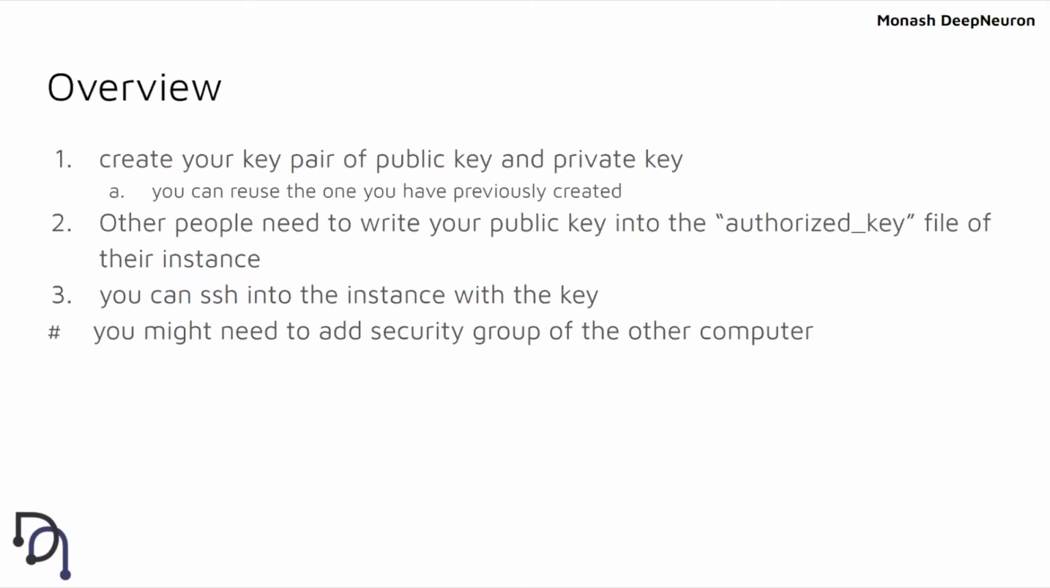First of all, you need to have a key pair of public key and private key. You can reuse the one you have previously created here. And then the other people need to write your public key into the authorized key file of their instance. And then you can SSH into the instance with the key. And here, you might need to add the security group of the other computer into your instance because SSH can sometimes get blocked by the firewall.